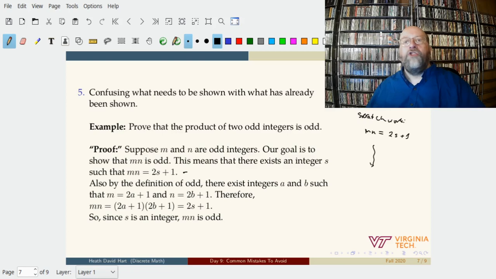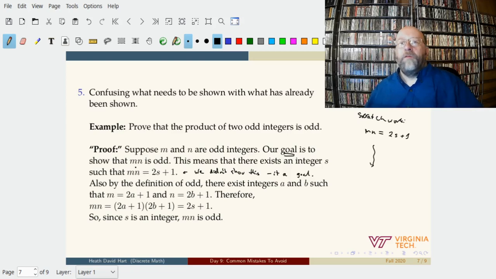Now, we didn't show this. This is a goal for the future. We didn't show this. It's a goal. It was the idea of what the end step in the scratch work was, and then we work backwards from there.